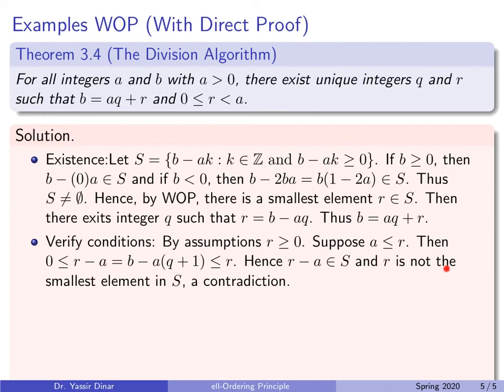And it means also that r is not the smallest element in S. r minus a has the same form, b minus a multiplied by an integer, so it is an element in S and it is less than r. This gives me a contradiction. By our choice, r is supposed to be the smallest element in S. This proves the existence statement. Now we have to prove the uniqueness.